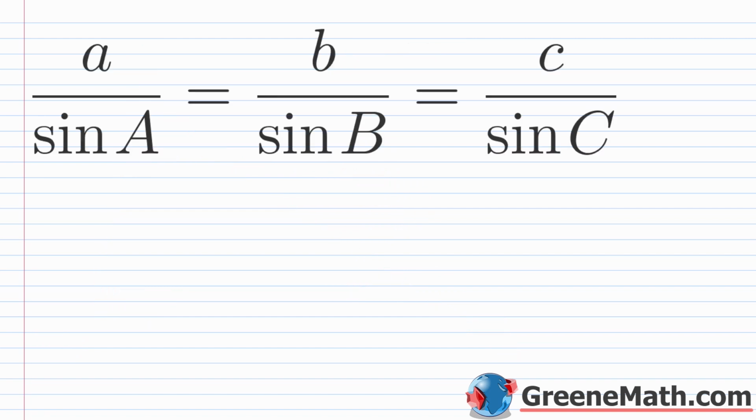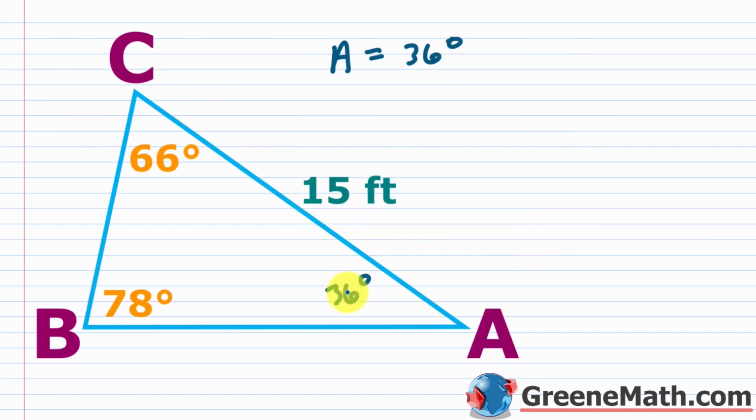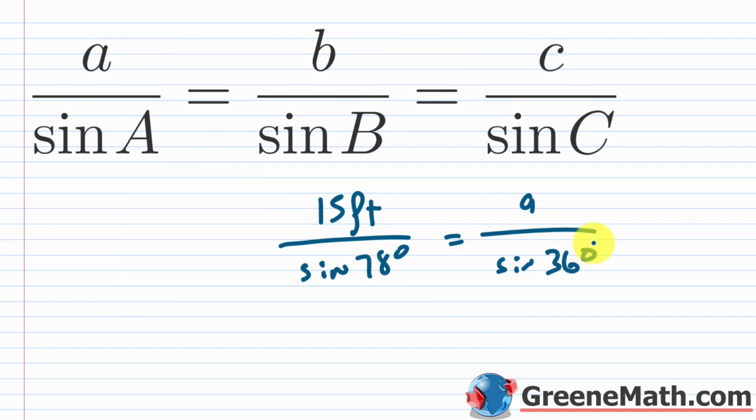So let's come down here. For lowercase b, I'm going to put this as 15 feet. Again, the length of that side. This is over the sine of the measure of angle B, which was 78 degrees. Let me make this a little bit better here. So let's start off with this guy right here. You have the lowercase a over the sine of, let's go back and see what that measure was. So this is 36 degrees. So let's come back here and say this is 36 degrees.